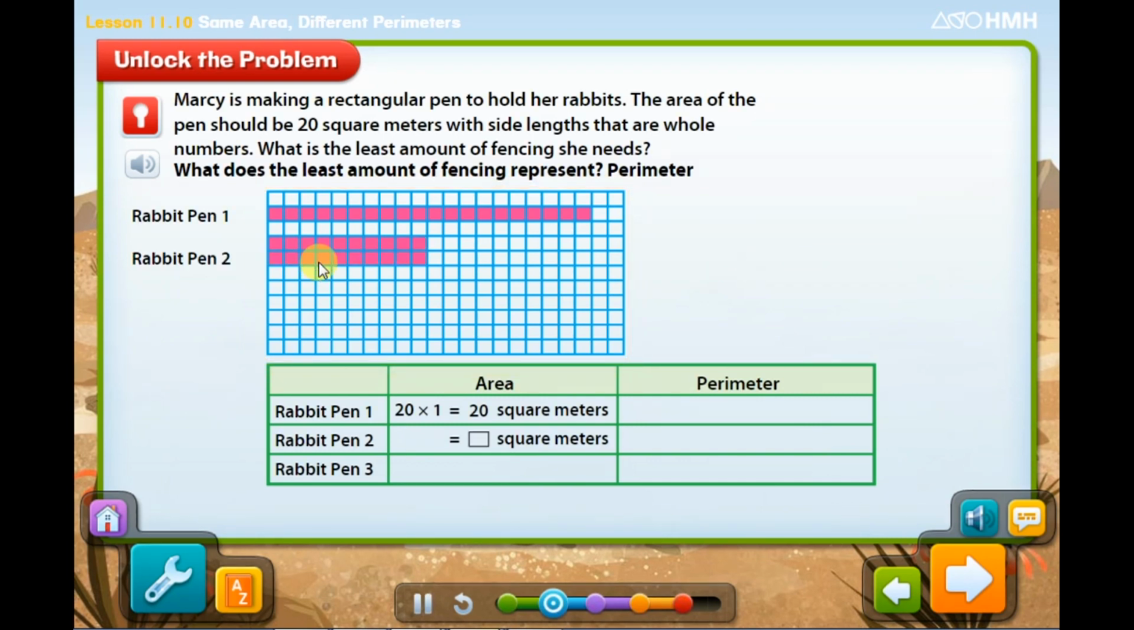What multiplication equation gives the area of rabbit pen 2? So the number of rows is 2, by the number in each row is 10. So it will be 2 times 10 or 10 times 2. And the area is? 20 again. Rabbit pen 2 has a length of 10 meters and a width of 2 meters. So its area is 20 square meters. What happens when you try to arrange the 20 tiles in 3 rows to form a rectangle? Can I? Ask yourself, 3 rows times what will give me 20?